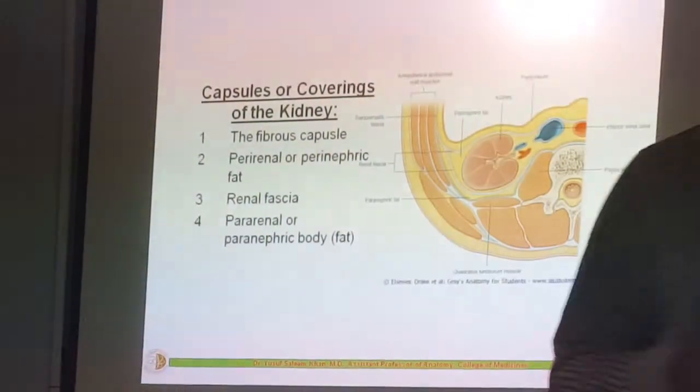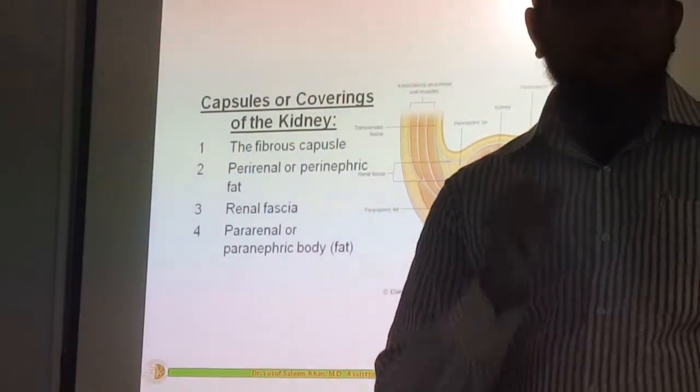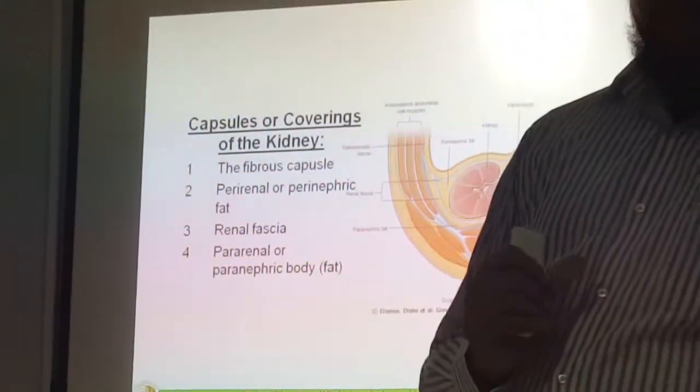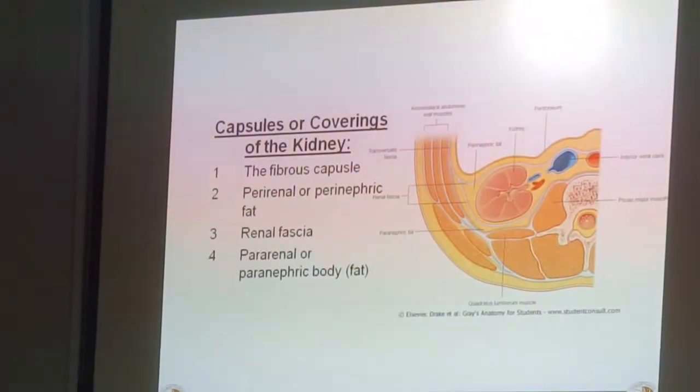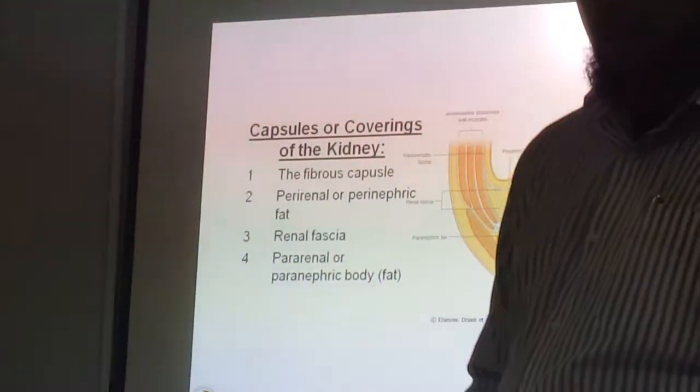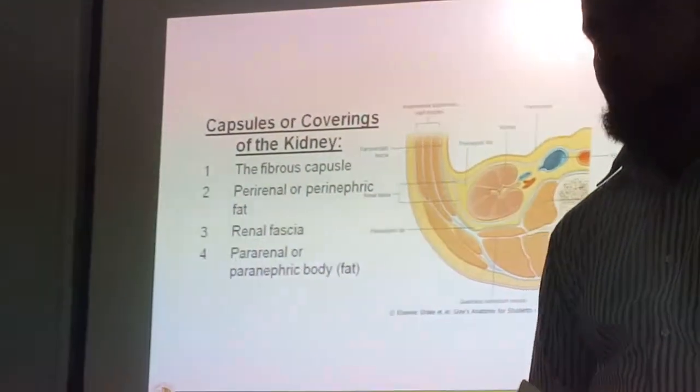Okay, so there are four layers. Any confusion? There are two fats, perinephric as well as paranephric. One is inside the fascia and the other is outside the fascia. Okay, so there are two.